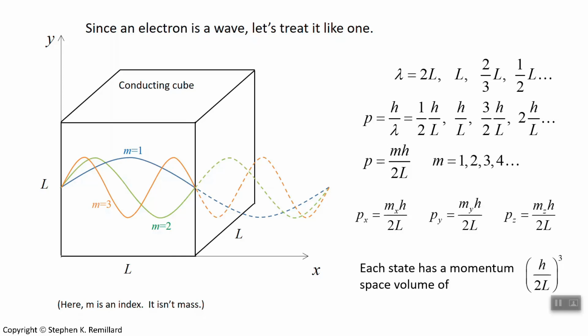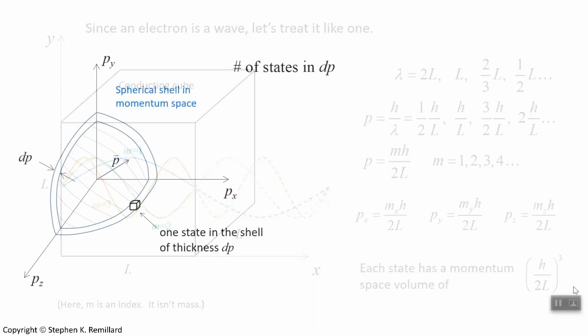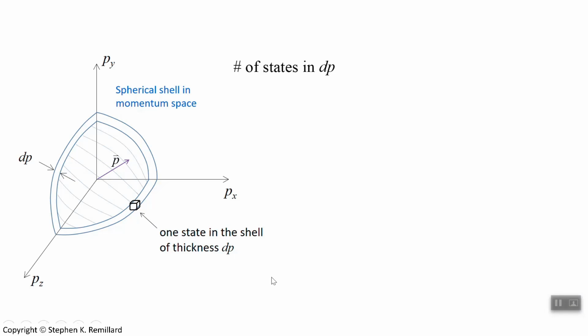Every increment of the integer moves us an amount h over 2L forward in momentum space. And so if I chopped momentum space up into cubes that each contain one state, the volume of that cube will be h over 2L times h over 2L for y times h over 2L for z. You might want to write this down: the volume of one state in momentum space is h over 2L cubed.